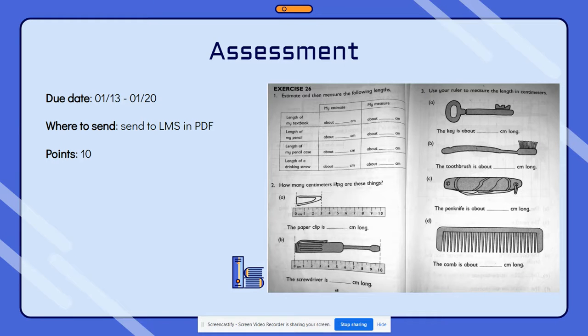Hopefully, you guys understand. Remember that the difference between centimeters and meters is that meters are used to measure very long lengths. So, if you have a bigger object, you're going to use a meter. And if you have objects that are kind of smaller, then you would use centimeters.